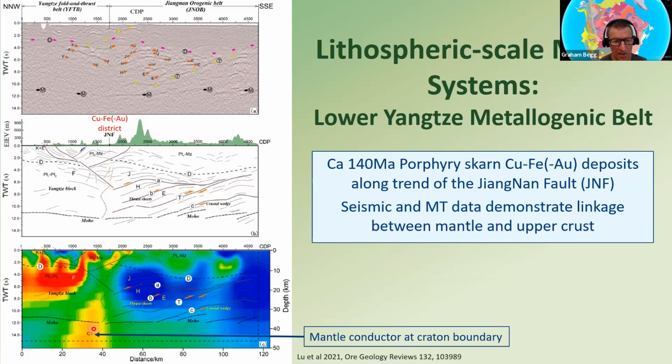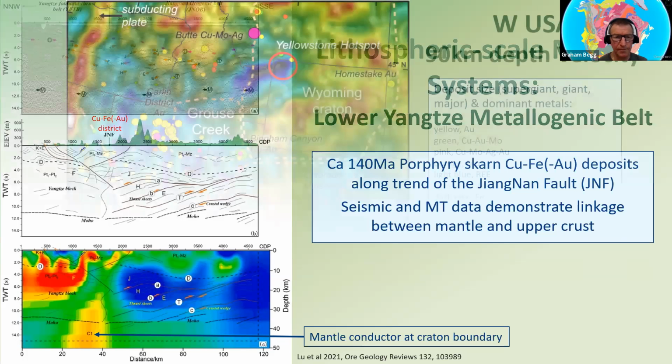And then in the MT cross section, you can see that it's a conductor that's in the mantle coming up into the crust, into that position. And the ore district, which has got the copper gold ore bodies and porphyry and skarn ore bodies, is directly above this position associated with some major structures. So very nice bit of integrated research.